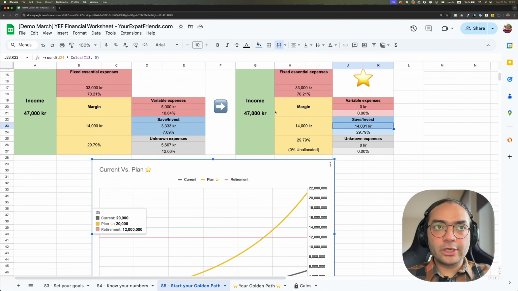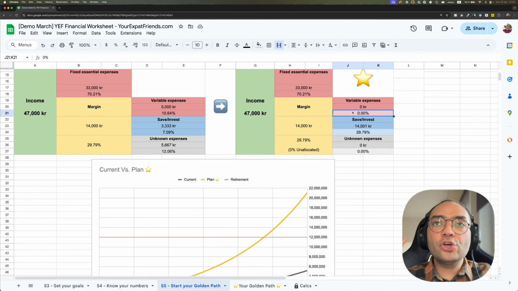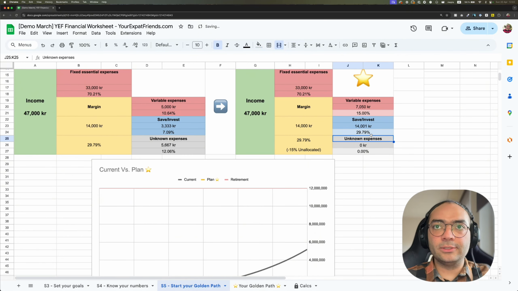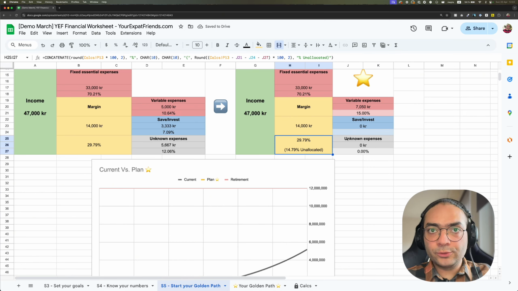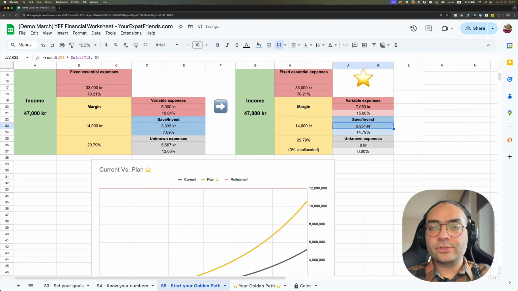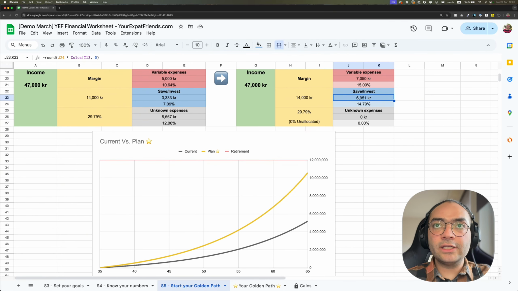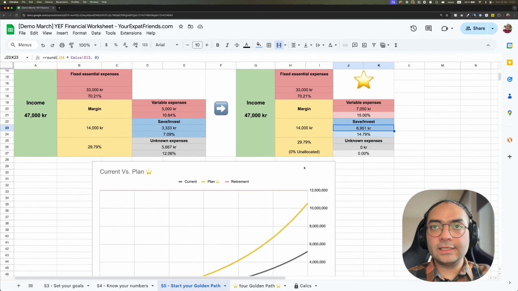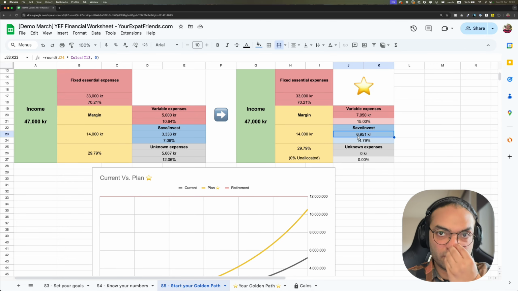So if you do your numbers, if you adjust your calculations here and realize, okay, there is no way I can do 0% variable expense. That's not going to happen. I need at least 15% of variable expenses, right? And then that leaves me with 14.79. That means 7,000 kroner per month. If this is your scenario, for example, it means that your goal is way too aggressive. You are not able to reach your goal with the current state of the finances that you have.